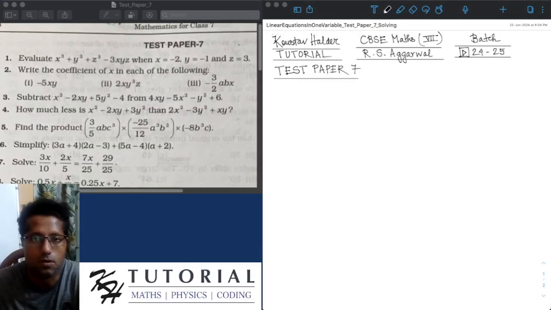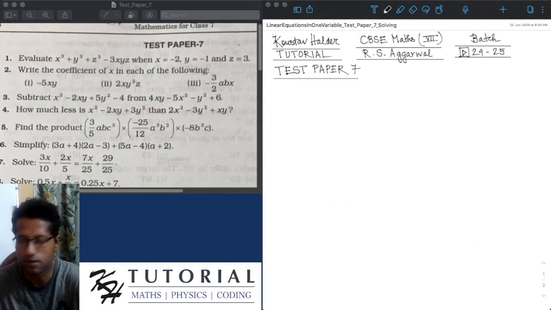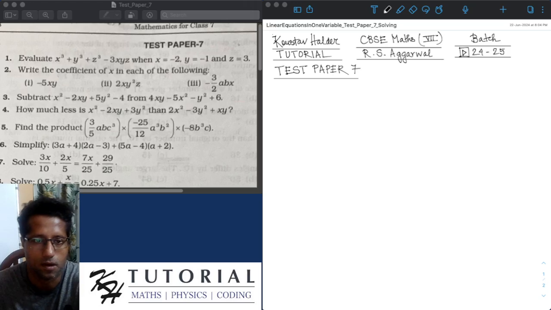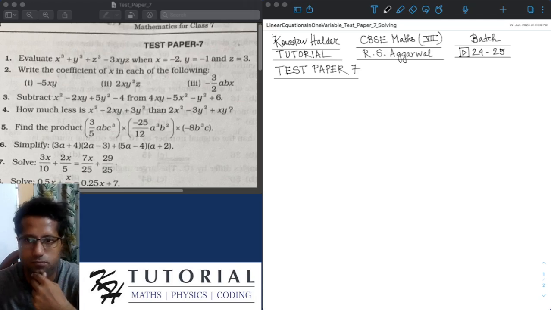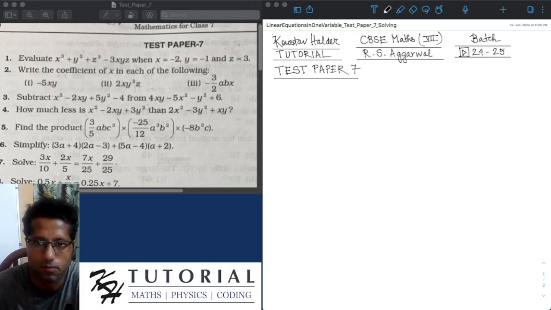Okay, so I have the test paper on the left hand side, and on the right hand side I will solve the problems. I hope you can see the questions properly. I've zoomed in quite a bit. Okay, so let's solve the problems.